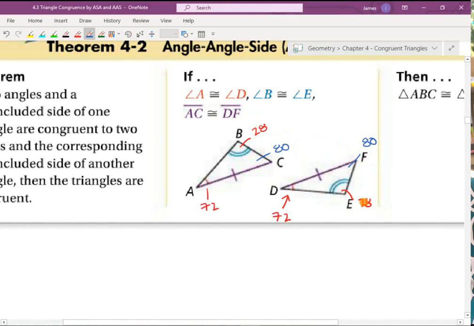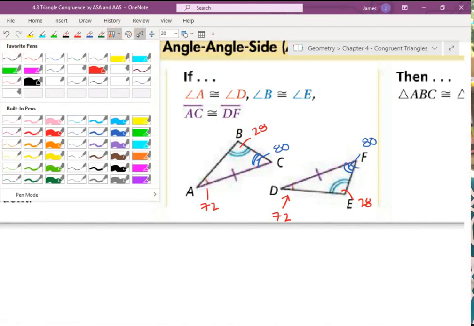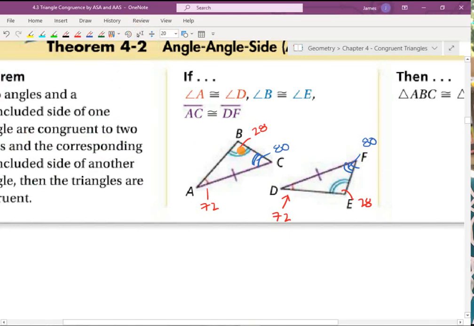What would you tell me about angle C and angle F? They're congruent. That's the third angle theorem. Remember hearing that phrase before? If two angles of one triangle are congruent to two angles of another triangle, then the third angles are congruent. So we know angle C and angle F have to be congruent. If I ignore the angle I'm deleting, they are congruent. But if I do that, what orientation of parts do you have right there? You have angle, side, angle.